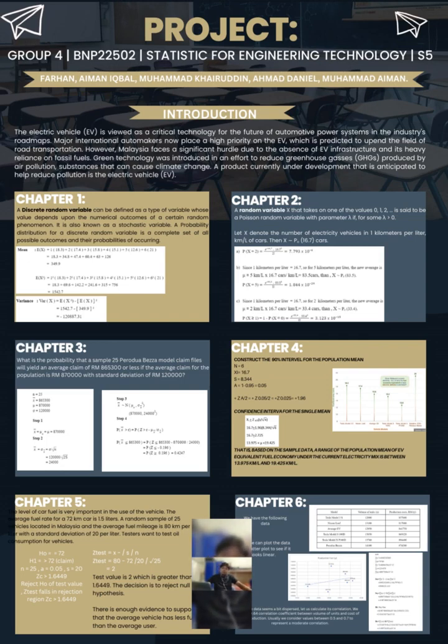For the example, the question is that fuel efficiency is very important in the use of a vehicle. The average fuel rate for a 72 km car is 1.5 liters. A random sample of 25 vehicles located in Malaysia has an average fuel mileage of 80 km per liter with a standard deviation of 20 per liter. They still want to test fuel consumption for the vehicle. So H0 is mu equal to 72 and H1 is mu more than 72, which is the claim.